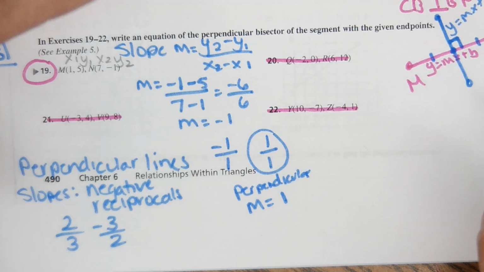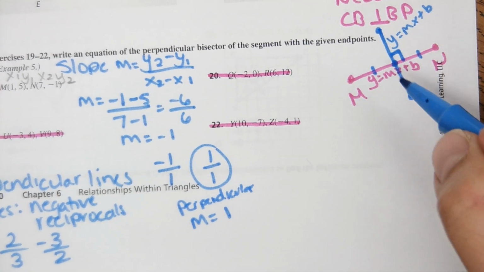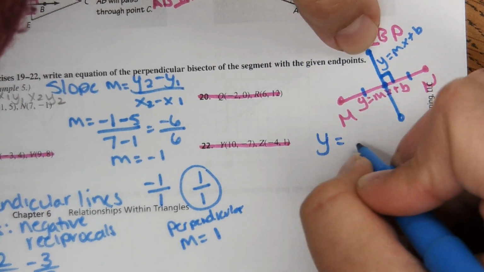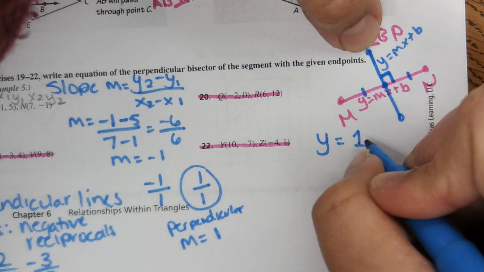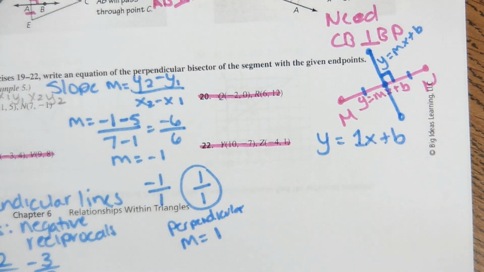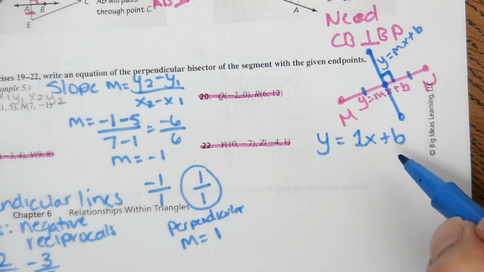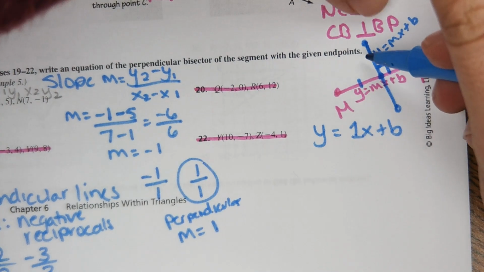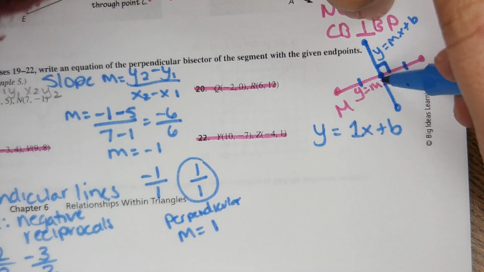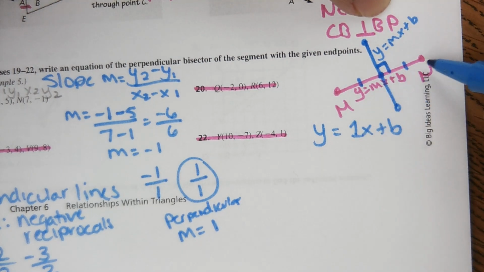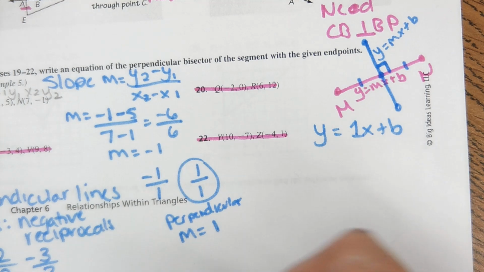Okay, so the slope of this blue line is going to be +1. So we can plug that into our equation. y equals mx plus b would be 1x plus b. But we need a y-intercept. The way to get the y-intercept is to plug in a point on the line. The only point that we know is on this line is the midpoint of MN. So we need to find the midpoint of M and N.